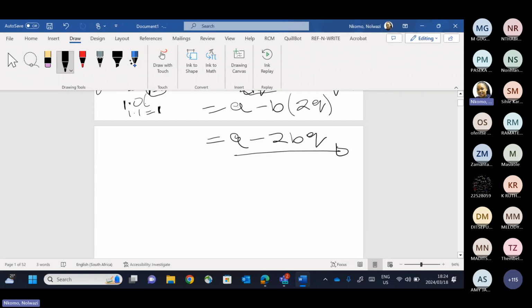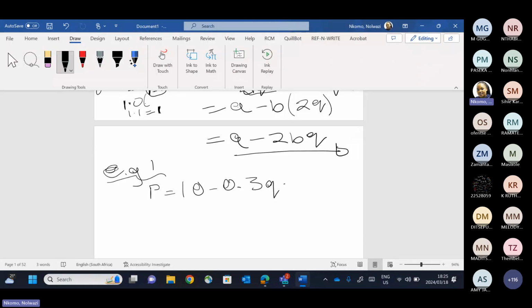Suppose you are given a demand function P equals 10 minus 0.3Q.